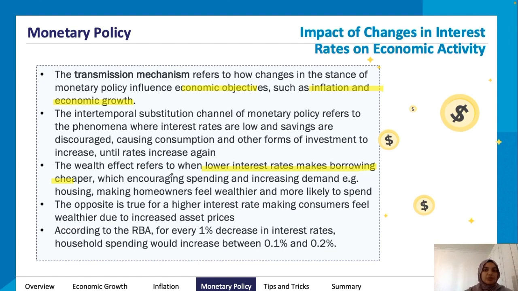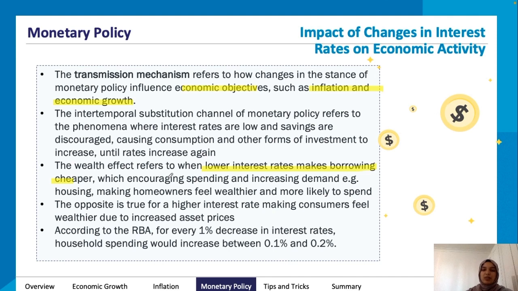The opposite also holds true when we're looking at the impacts of changes in the rates on the Australian economy or economic activity in general. So this idea that the opposite also holds true for a higher interest rate, making consumers feel wealthier due to increased asset prices. As a homeowner you just feel a lot wealthier because your assets are worth more than they were a couple of months ago because of the rate change. According to the RBA, for every 1% decrease in interest rates, household spending would increase between 0.1% and 0.2%. So there is a correlation there.